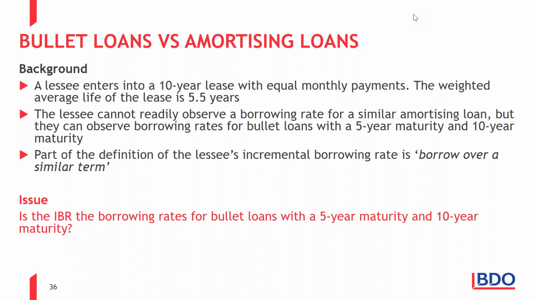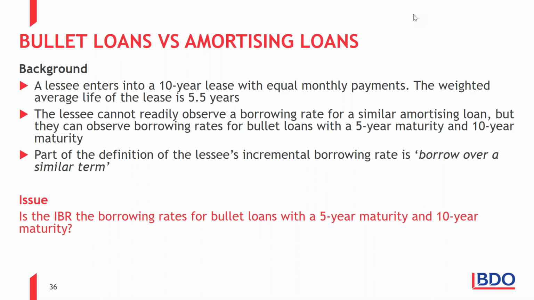Mathematically, the average life of that lease is 5.5 years. So the question is, what is the base rate? What term of the base rate should the incremental borrowing rate be based on? So why is that important in the first place?